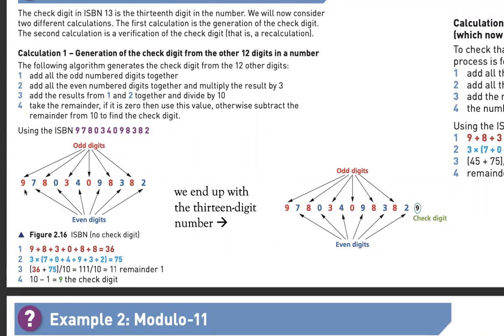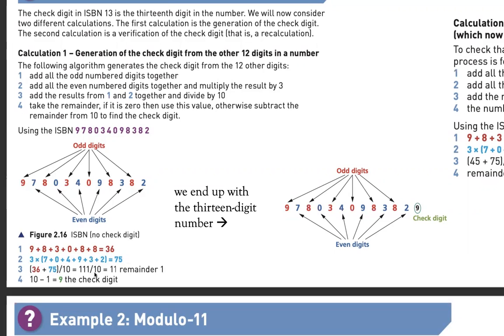So we take the odd digit places first and simply add them. So I added 9, 8, 3, 0, 8, 8, 8 to get 36. And then we take the even digits and add them as well: 7, 0, 4, 9, 3, 2, resulting in this number. The difference is that for the even numbers, I have to multiply by 3 as well. We get the number 75. Add these two numbers together, 75 plus 36 becomes 111.